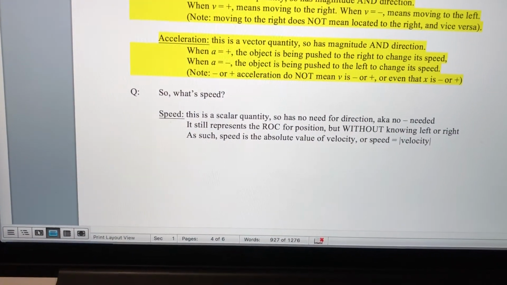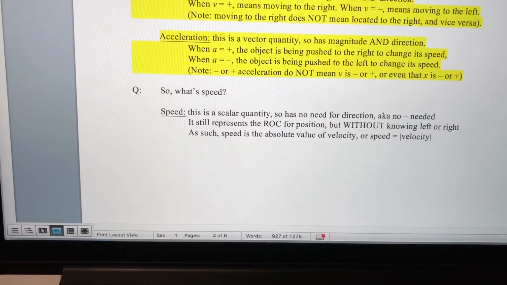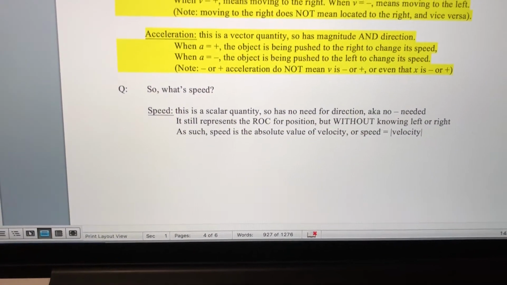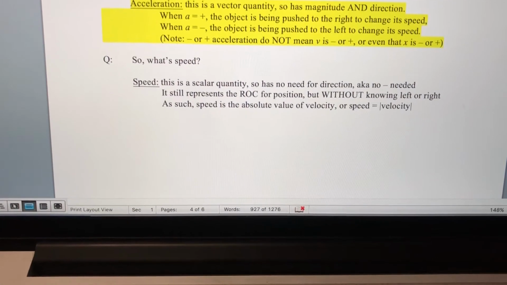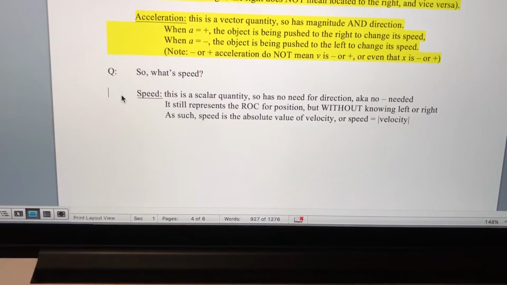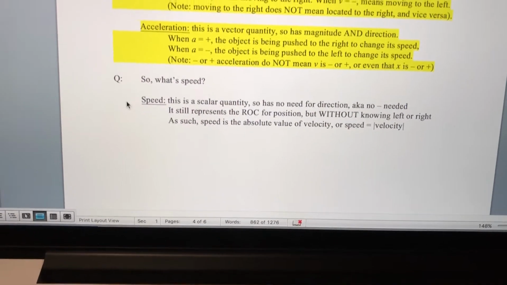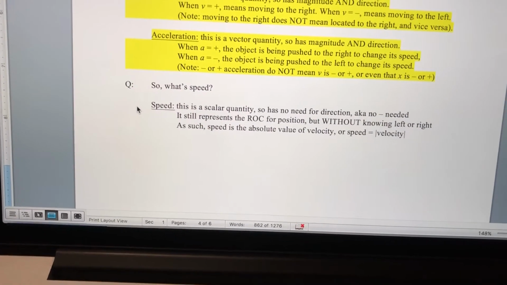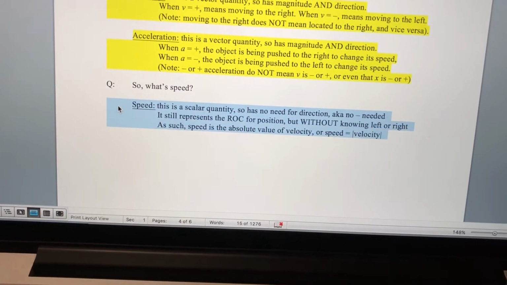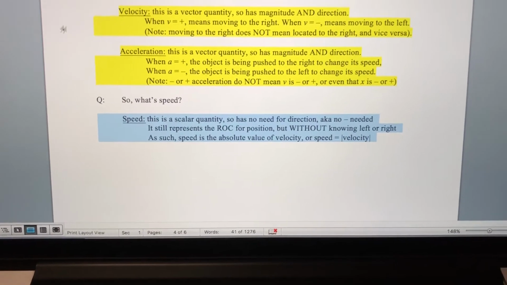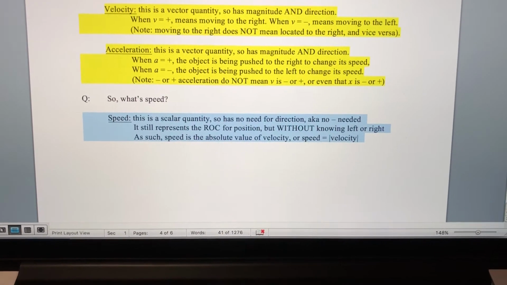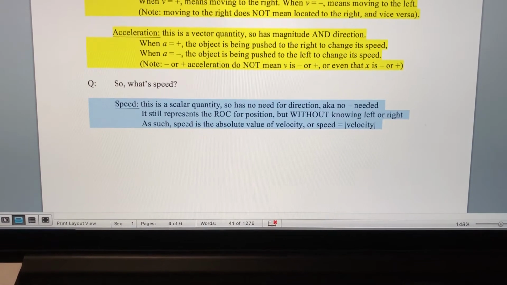Speed is a scalar quantity, no need for direction, aka no negative needed, but it still is going to represent the rate of change for position, and as such it is going to be written with the same units, but you have no idea of moving left or right, and it is the absolute value of velocity.